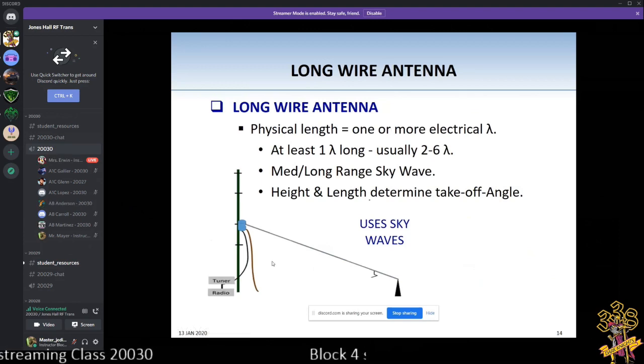Again, it depends on the frequency. The lower the frequency, the longer the wire. The higher the frequency, the shorter the wire. It needs to be at least one wavelength long. Normally, they're going to be 2 to 6 wavelengths long.